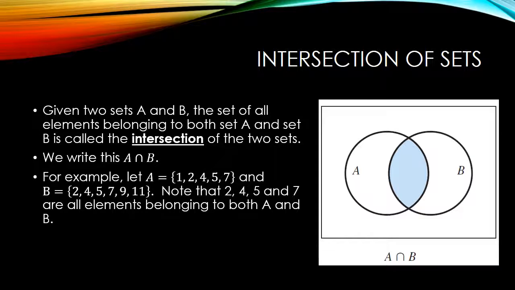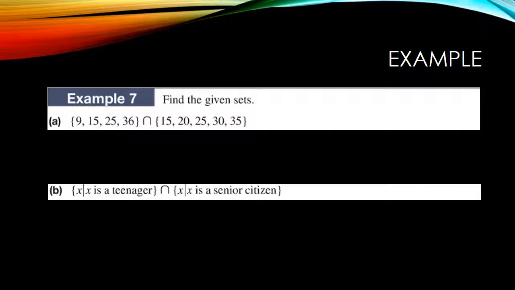For example, let A be 1, 2, 4, 5, 7, and B is 2, 4, 5, 7, 9, 11. 2, 4, 5, and 7 are all elements that belong to both set A and set B. So the intersection of A and B is 2, 4, 5, and 7. Now you try these two examples. Pause the recording to do it, and then resume the recording to check your answer.